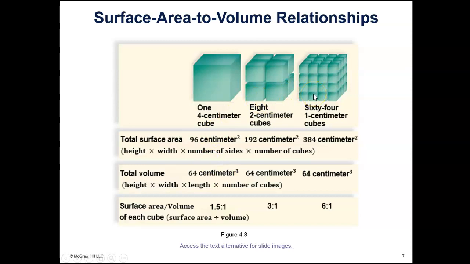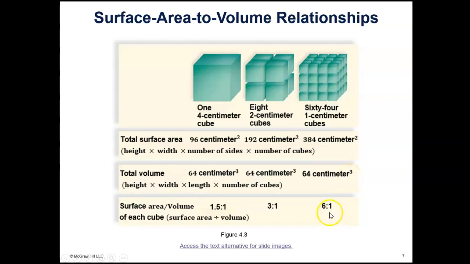Now, if we looked at these 64 1 centimeter cubes, these cubes each have a surface area of basically one square centimeter times 6, because they have 6 sides. So they would have a surface area of 6 square centimeters, but when you multiply that by 64, you get 384 square centimeters of surface area covering these cubes. That's a lot more surface area for these small cubes than this one big cube, even though they all take up the same amount of volume. The volume taken up by all 64 cubes is 64 cubic centimeters.